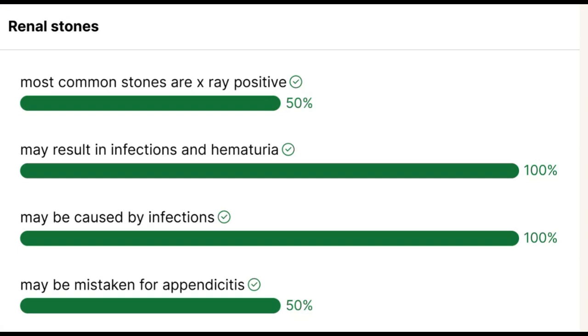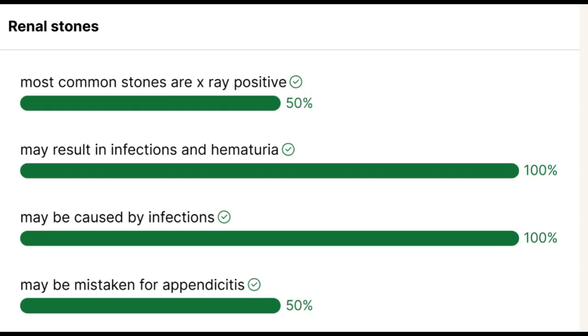May result in infections and hematuria. Yes, this is true. The stones can cause retention of urine, and as I mentioned previously, that predisposes a person to UTIs. And the stone can also cause mucosal irritation, which can cause bleeding.